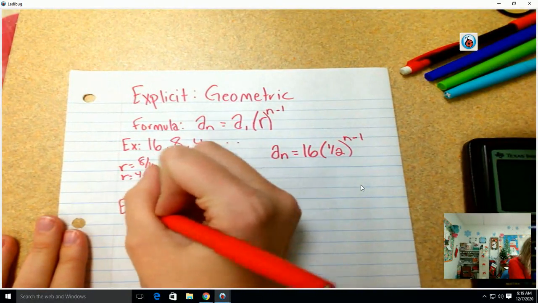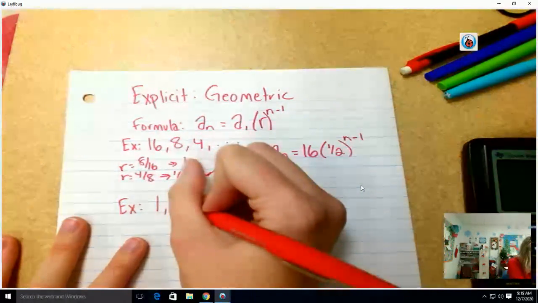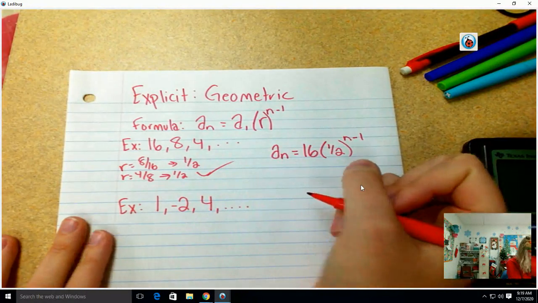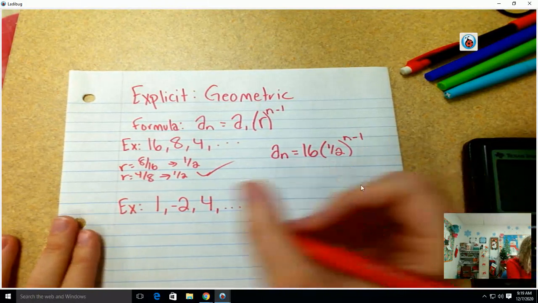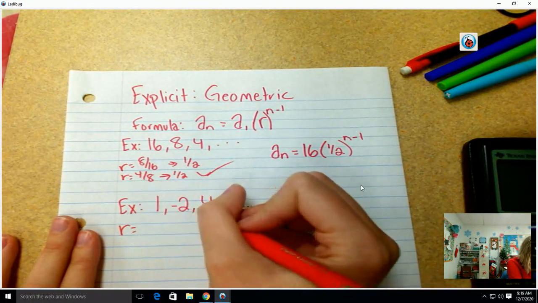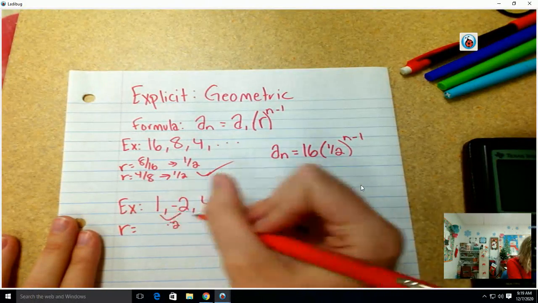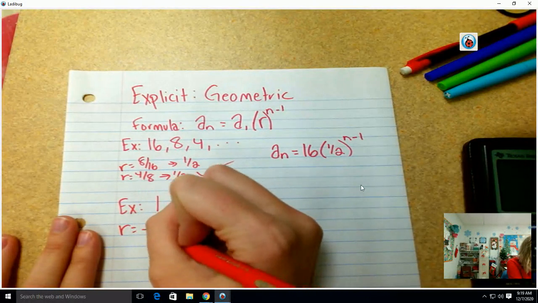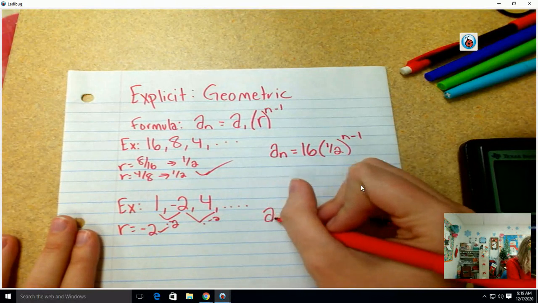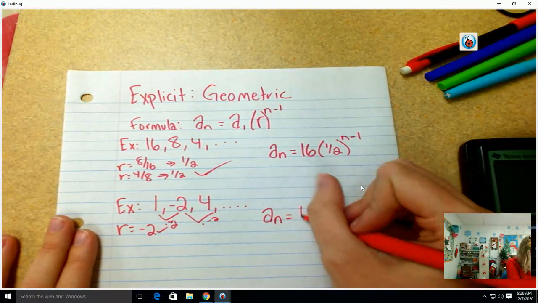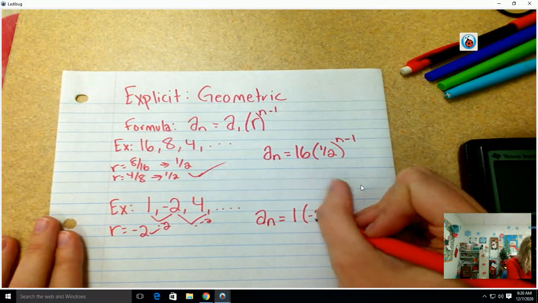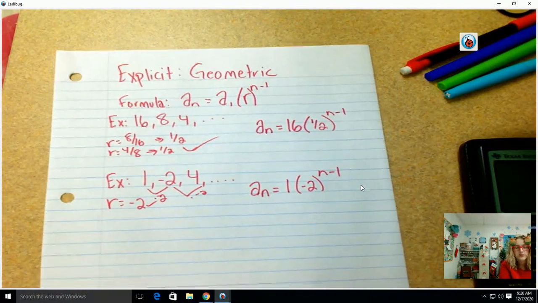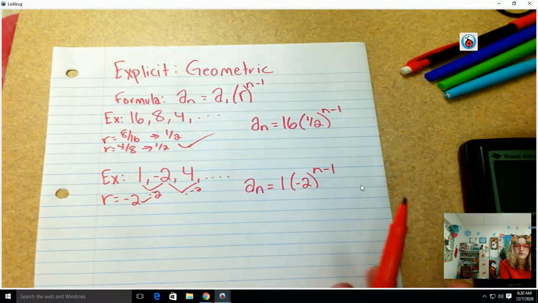Same thing here. If I have 1, negative 2, 4, so on and so forth, I'm going to find my ratio. So to go from 1 to negative 2, I'm multiplying by negative 2. To go from negative 2 to 4, I'm multiplying by negative 2. So my ratio is negative 2. I'm writing that formula. So a sub n is going to be my first term times my ratio to the n minus 1 power. So these would be your answers in Delta Math for writing those formulas.